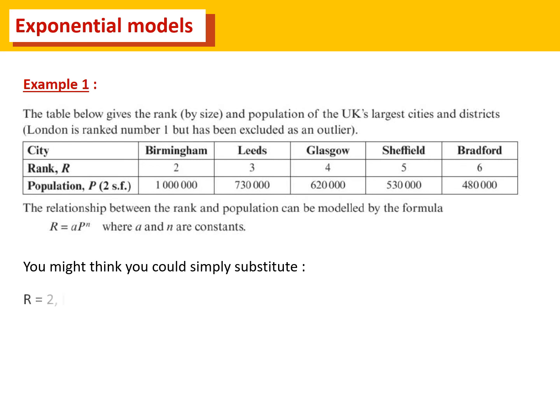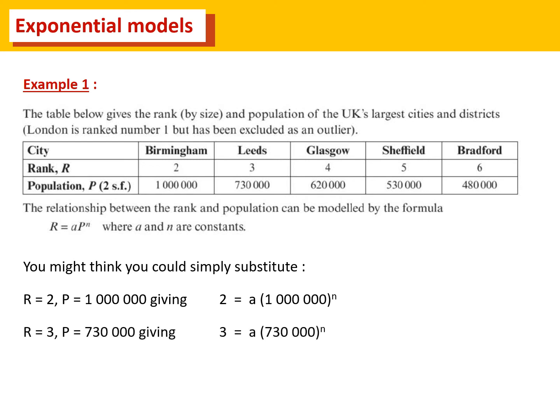1 million, then we end up with R, which is the rank, equals A times the population to the power N. And then if we do that for Leeds, our third ranked city, we end up with 3 equals A times 730,000 to the power of N.